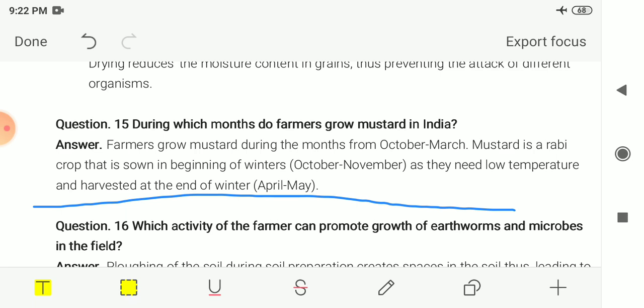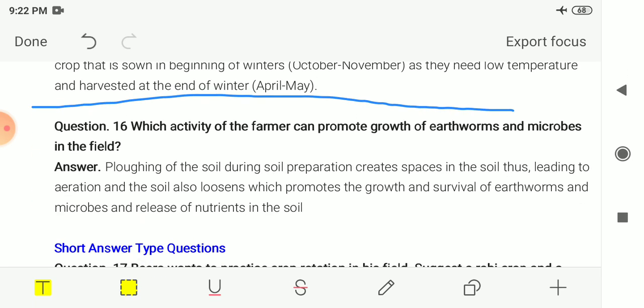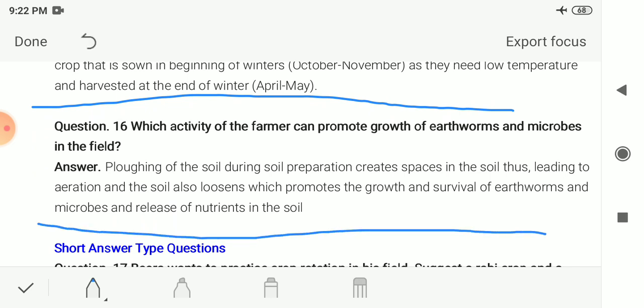Next question, number 16. Which activity of the farmer can promote growth of earthworms and microbes in the field? By which activity can we increase the growth of earthworms and microbes in the field? So ploughing of the soil during soil preparation creates space in the soil, thus leading to aeration, and the soil also loosens, which promotes the growth and survival of earthworms and microbes and the release of nutrients in the soil.